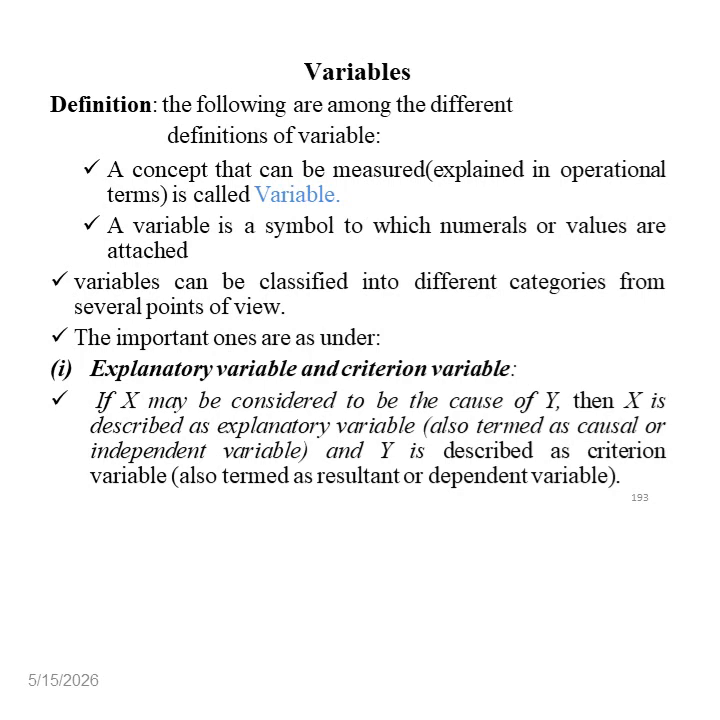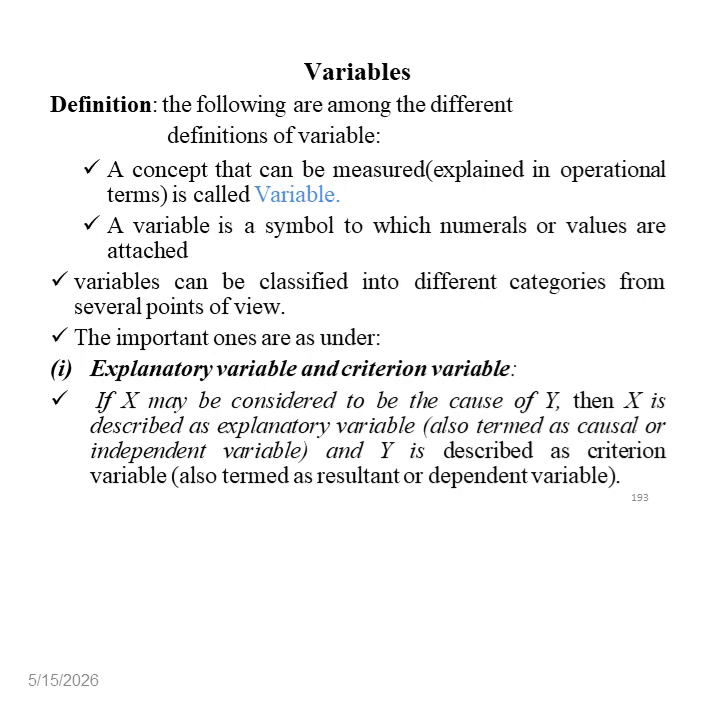A variable is a symbol to which numerals or values are attached. Variables can be classified into different categories from several points of view. The important ones are as under: explanatory variable and criterion variable, or independent variable and dependent variable in research.